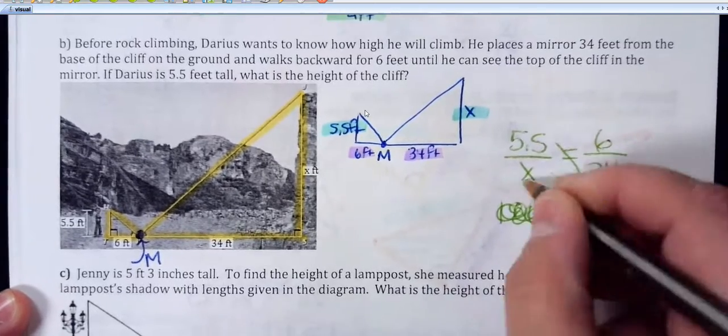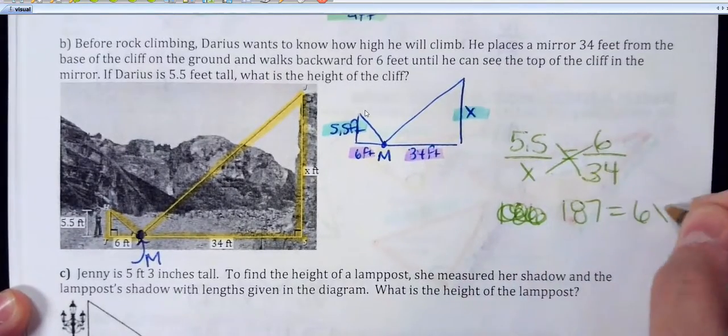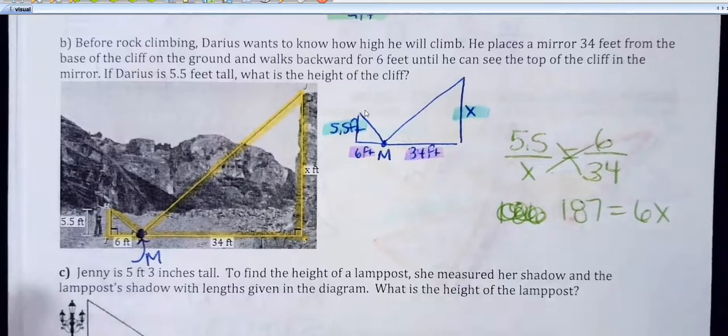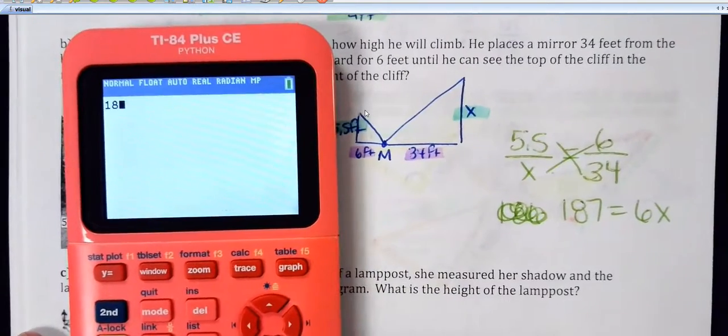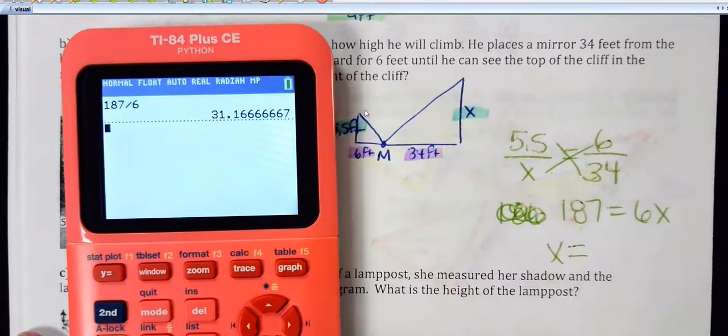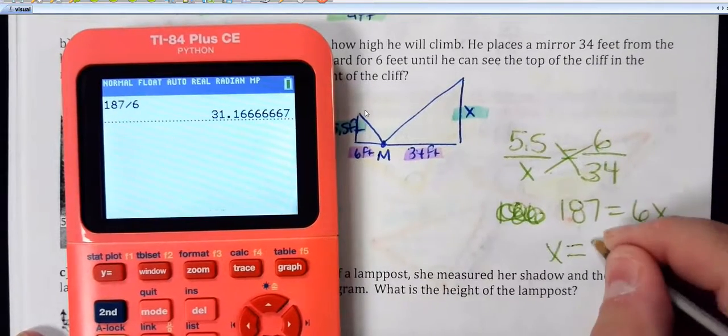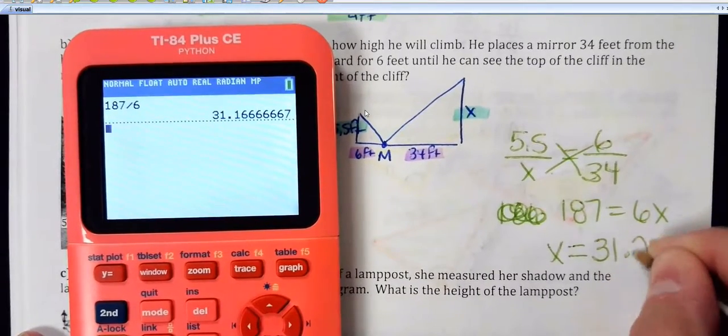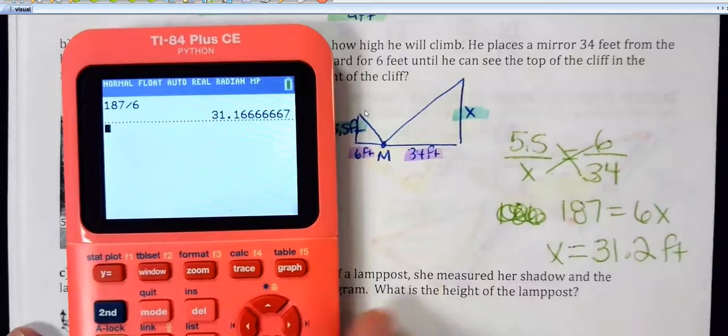And then 6 times x would be your other cross product, which would be 6x. Okay, now this is not a nice number, so I'm going to do 187 divided by 6. Let me just do one decimal place here. I'm going to say this is about 31.2 feet.